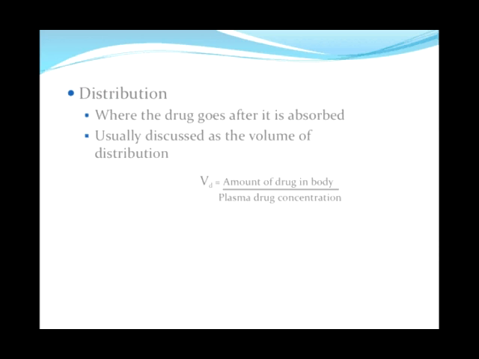Distribution is the second process in pharmacokinetics, and is where the drug often goes after it is absorbed and is usually discussed as the volume of distribution. The volume of distribution is defined as the amount of drug in the body divided by the plasma drug concentration. Conceptually, the volume of distribution is a way to indicate how much of a drug stays in the patient's bloodstream and is unbound to protein.